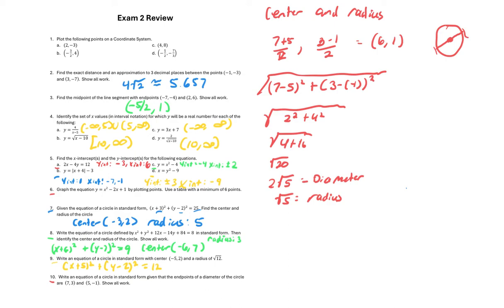So now we can write the equation of a circle in standard form. x minus 6 squared plus y minus 1 squared is equal to the square root of 5 squared. And if we simplify that, we get x minus 6 squared plus y minus 1 squared is equal to 5.